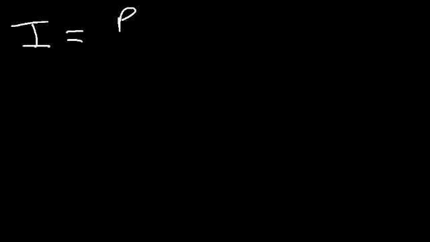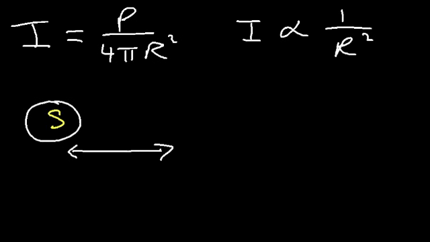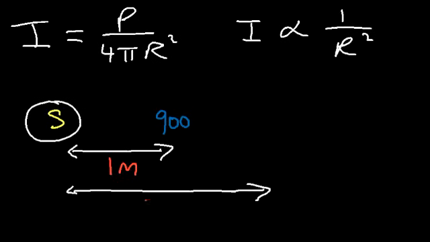Now, since intensity is power divided by 4 pi r squared, we can say that the intensity is proportional to 1 over r squared, where r is the distance between a point of interest and the source. So let's say we have a source, we'll call it S, and 1 meter from the source, the intensity is measured to be 900 watts per square meter. What is the intensity at a distance of 2 meters away from the source?